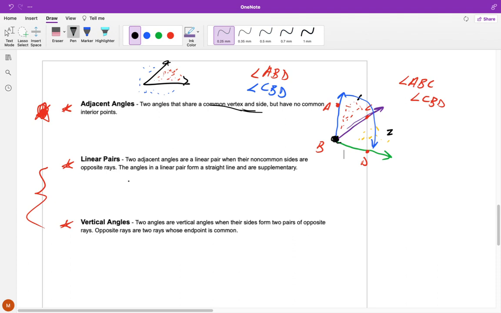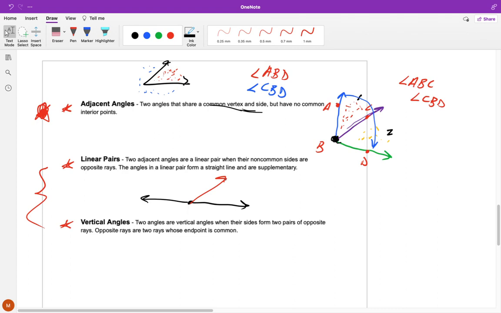All right, the next one are linear pairs, and we already kind of talked about this. And these are angles that form a straight line and are supplementary, because we talked about angles that form a straight line and are linear pairs. Well, linear pairs are just sides of an opposite ray. So here are opposite rays, and they share a side, and they form a straight line.